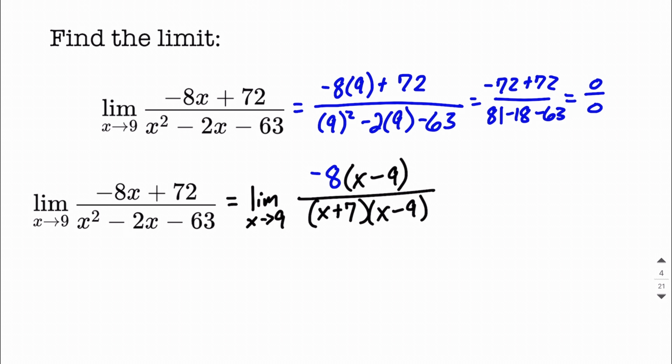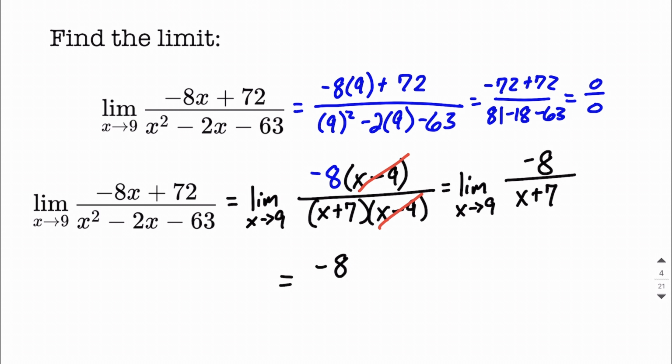From here, we now have a common factor between numerator and denominator. We can put this into lowest terms by eliminating x minus 9 multiplied by the entire numerator and x minus 9 multiplied by the entire denominator. This is going to result in the limit, as x approaches 9, of negative 8 over x plus 7. From here, all that remains is we need to evaluate this function, now in lowest terms, as x approaches 9.